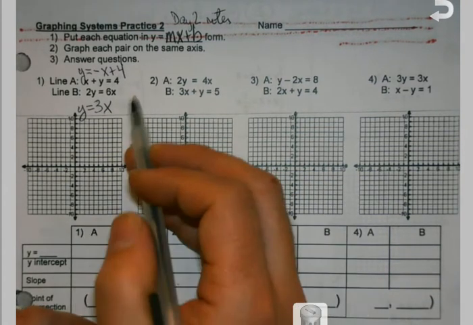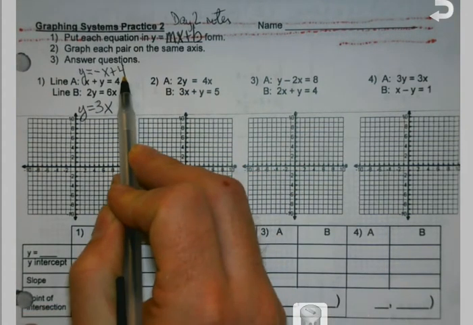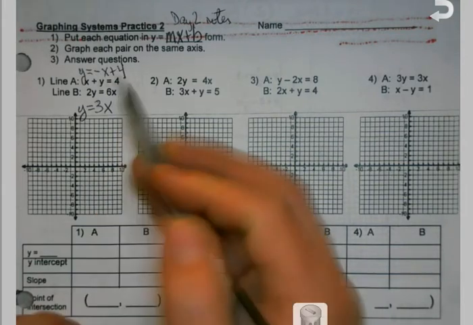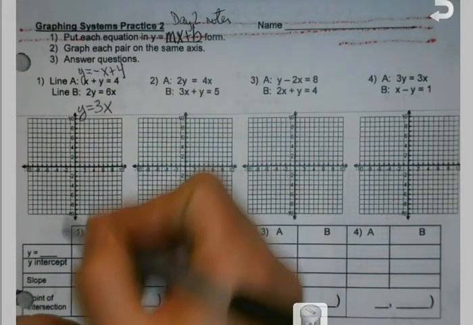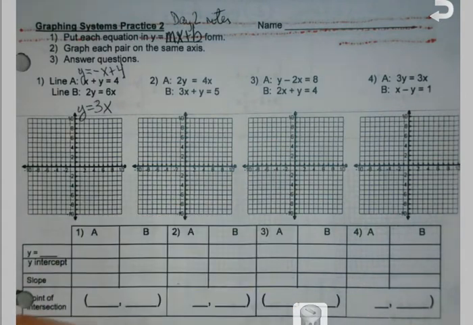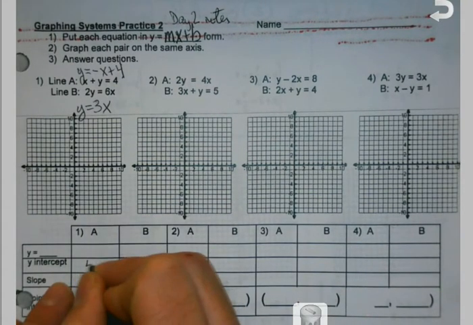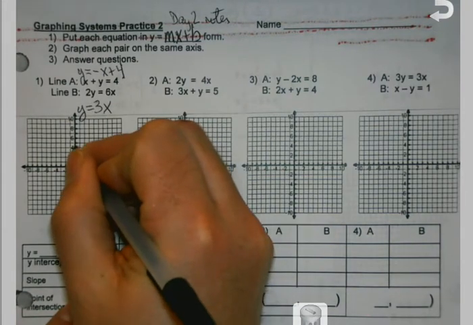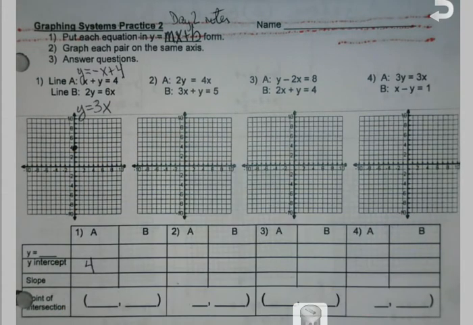So when I do these, I always want to graph my y-intercept first. Whatever that number is on the end is going to go somewhere on here. So when I do this, my y-intercept for my first one's at 4. So to get to 4, I'm going to go up 4 and I'm going to put a point. That first point's always going to be somewhere on that line.